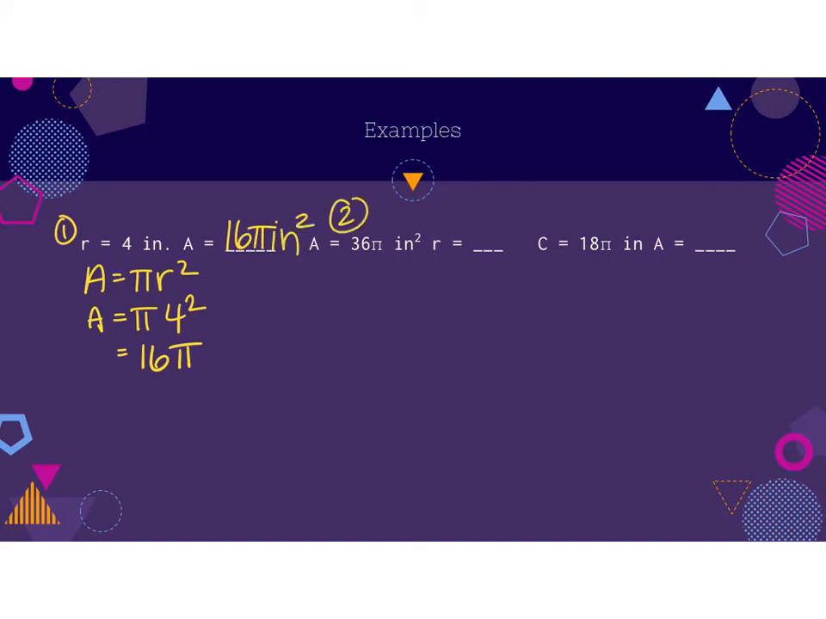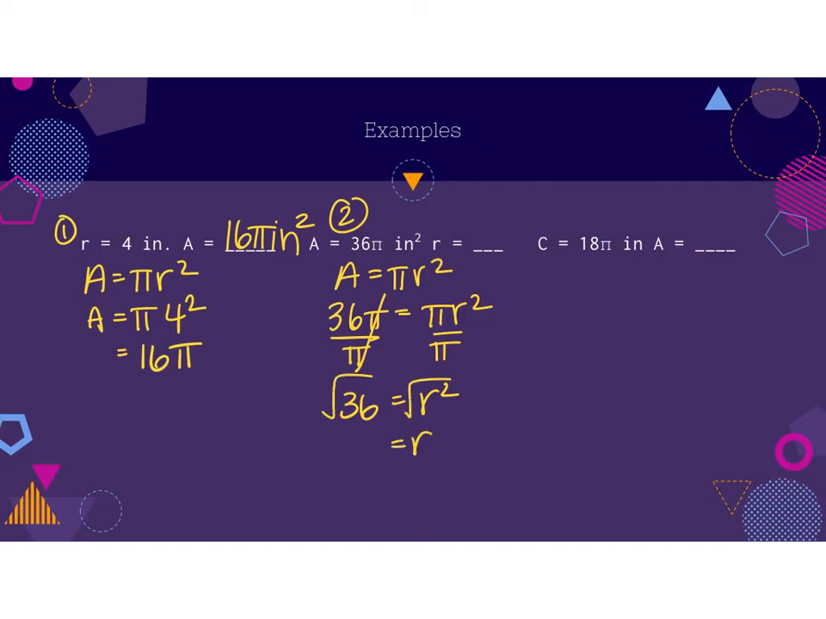In our second example, we have area equals 36 pi and we're trying to find our radius. So again, area equals pi r squared. I'm going to substitute 36 pi for the area in area equals pi r squared. Now we're trying to get r all by itself, so we're going to divide both sides by pi. This will simplify. Pi divided by pi reduces, so I just have 36 equals r squared. R is still not alone, so we need to undo squaring, which is by taking the square root of both sides. R equals 6, so 6 inches.